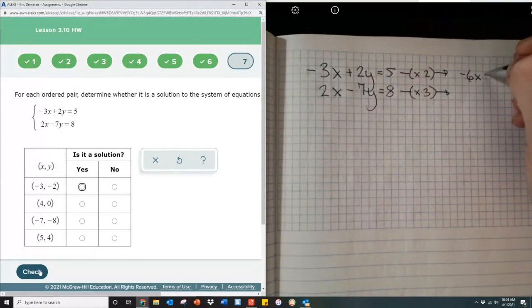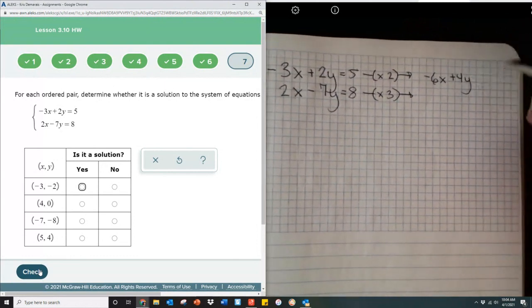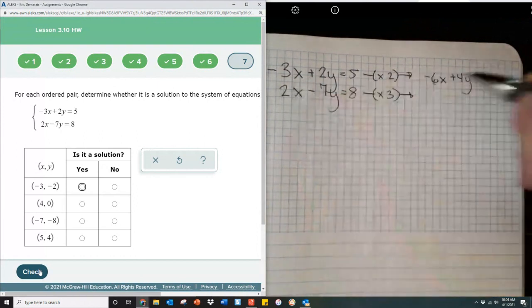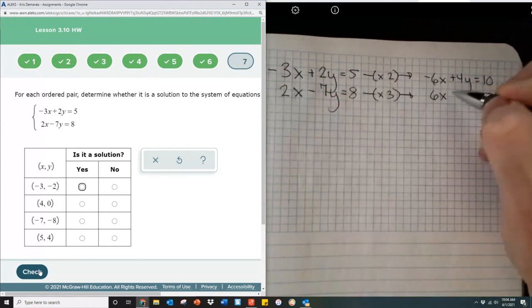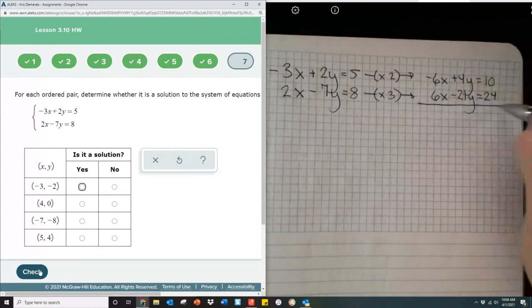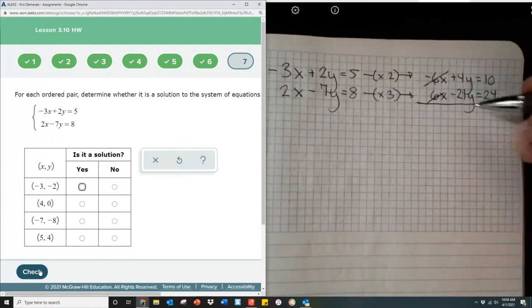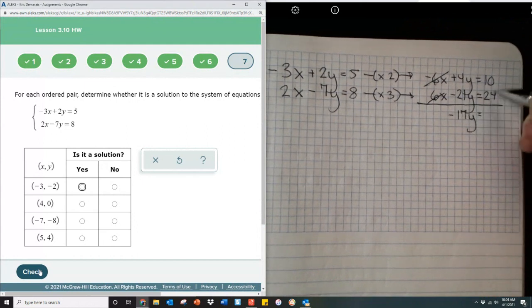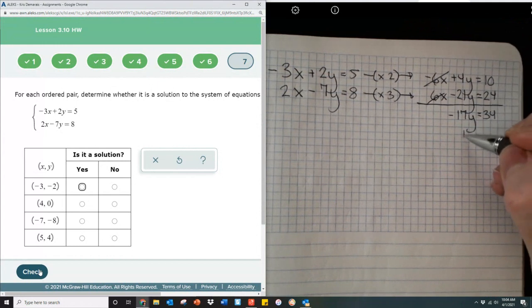So that can eliminate the x's. Then I have 4y equals 10. Notice how I'm multiplying the 2 to every one of these. Now multiply 3 to each one of those. So that's going to be that. This will eliminate this. This is going to give me negative, what is that, negative 17y, and this is going to give me 34. All right, and then that's going to give me -2.